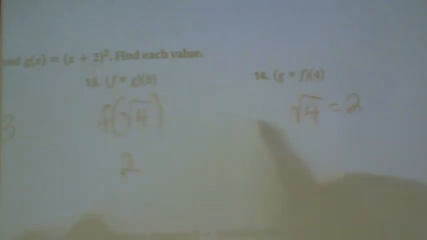Number 13, you're going to plug a 0 into g. 0 plus 2 is 2. 2 squared is 4, and then f of the square root of 4, which is 2. And 14, you're going to plug 4 in the f function. So the square root of 4 is 2, and then 2 into here, into the g function. 2 plus 2, and then you're going to square it, and you get 16.